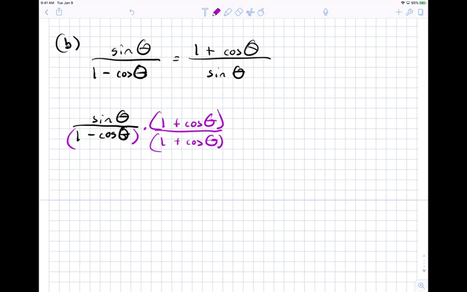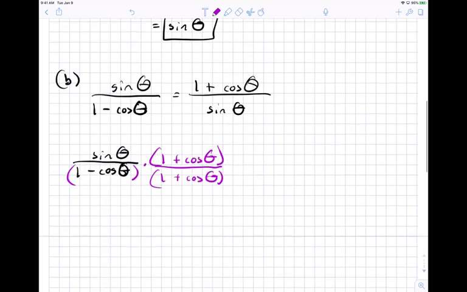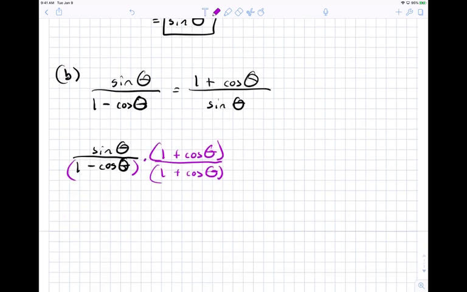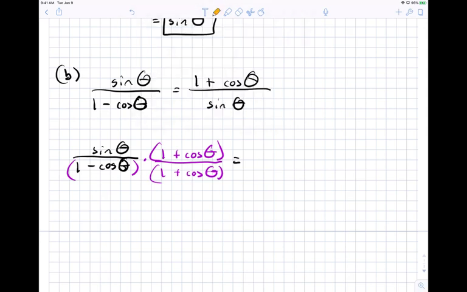The first technique that we did, we wrote all the trig functions in terms of sine and cosine. The second one, we're multiplying by an appropriate form of 1 to simplify. So now if we do this, let's see what happens. What happens on top? What do we have to do with that sign? We got multiplication over addition.